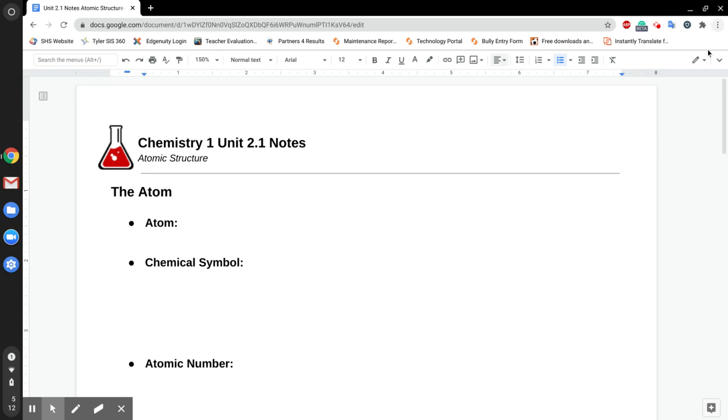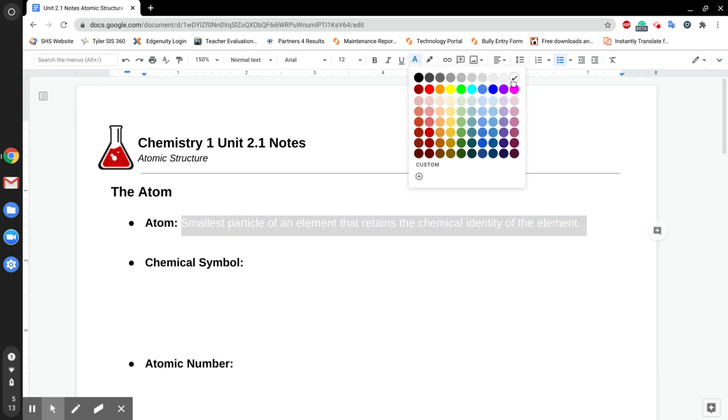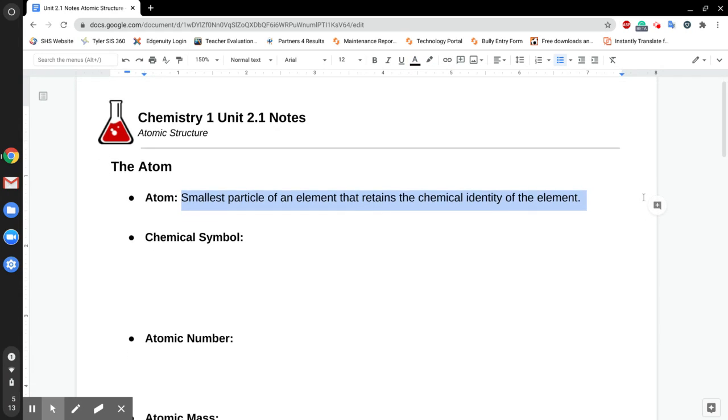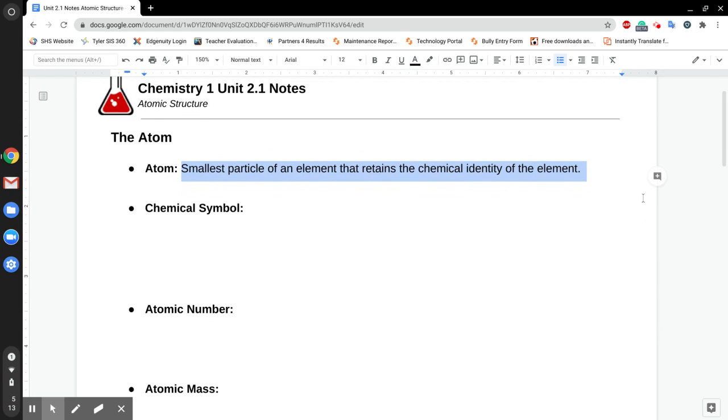Okay, so the atom. The atom, as we remember, is the smallest particle of an element that retains the chemical identity of said element. For the most part, it's the smallest piece of matter that we've been able to somewhat observe.